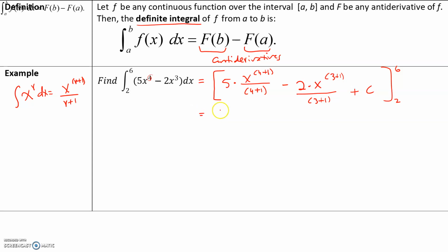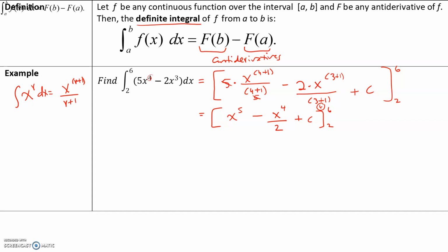If we simplify this, we have parentheses. 4 plus 1 is 5, so I'm just going to simplify this. The 5 and the 5, they cross out, so we just have left x to the 5th power. 3 plus 1, this is 4. So if I reduce the 2 and 4, 2 goes into itself once, it goes into 4 twice. So that's going to be x to the 4th power divided by 2. And then we got the constant of integration c, that's going from 2 to 6.